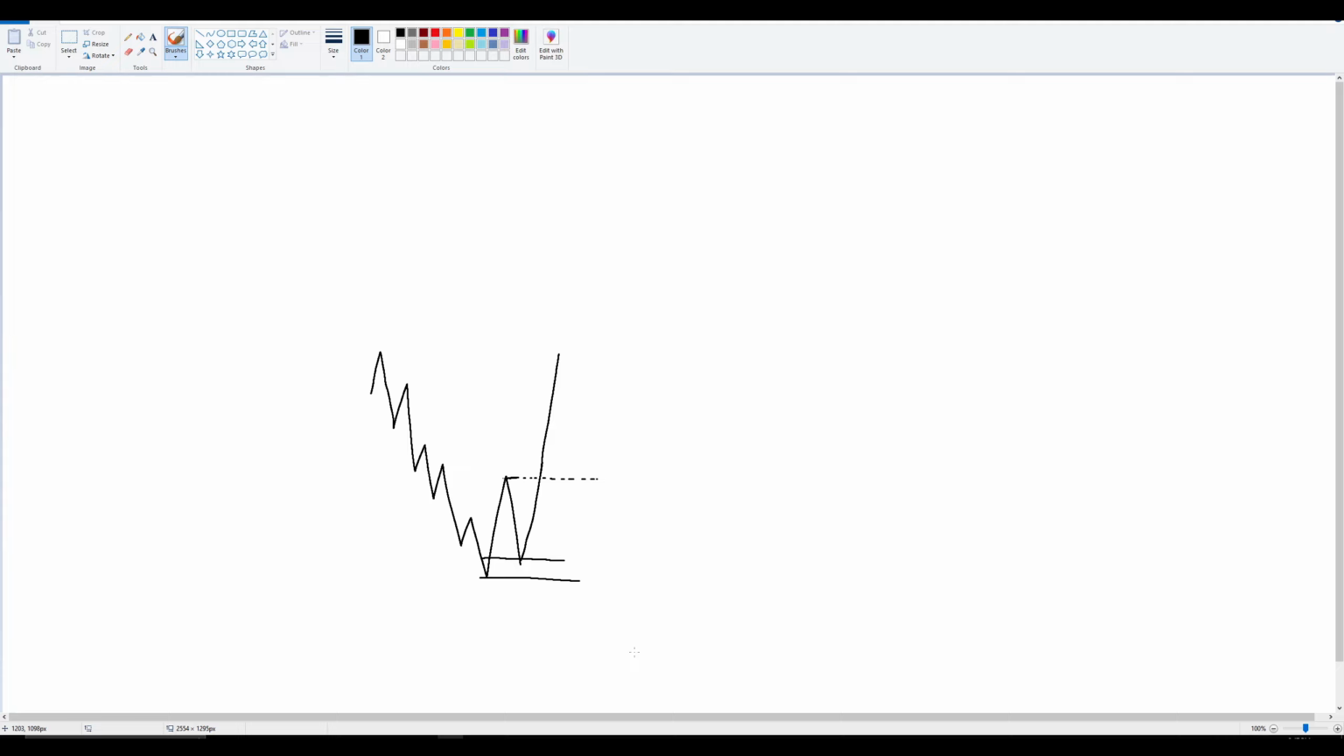So that's how I partial. You can do the 50% way, where you take 50% off as soon as the first high is taken out, and then let the rest run until you're satisfied. Or what you could do is take partials along the way.